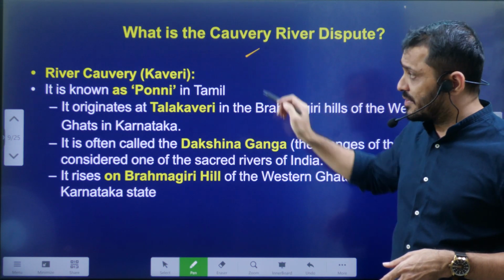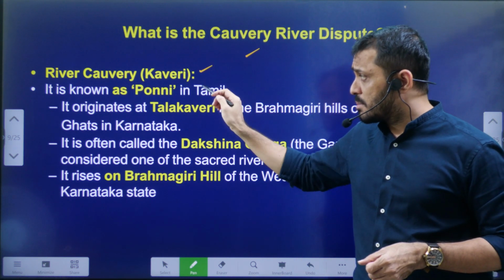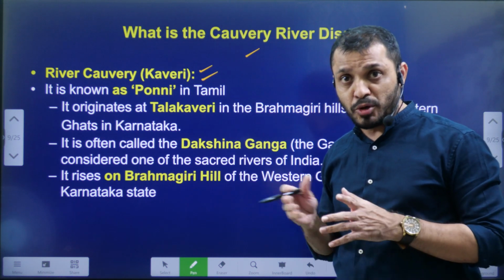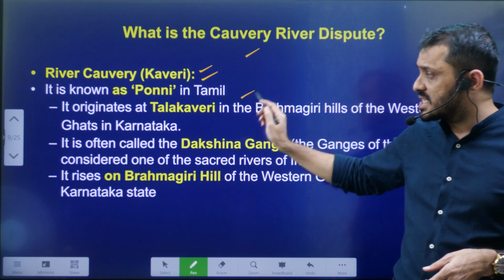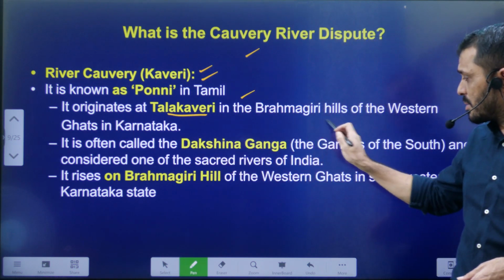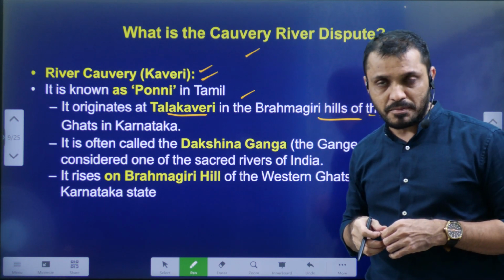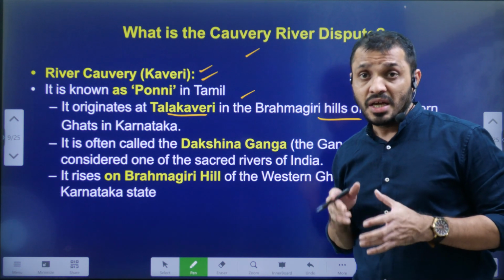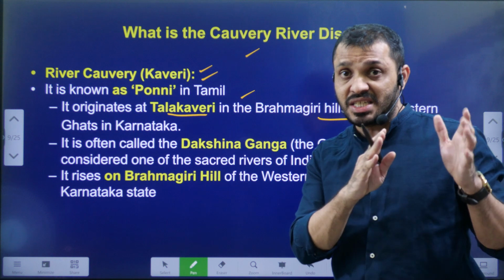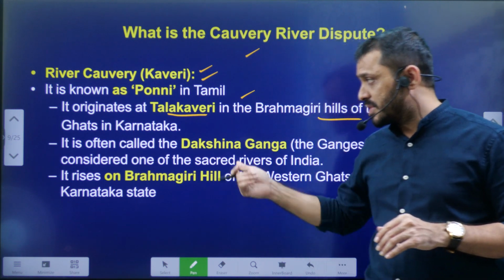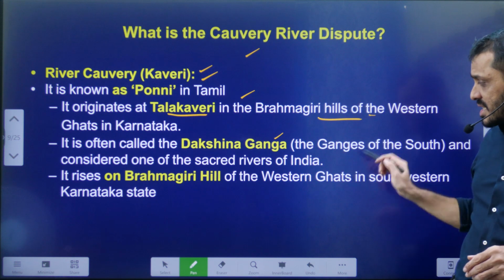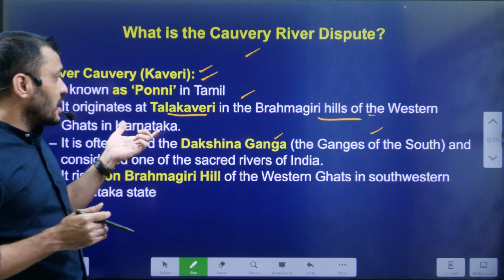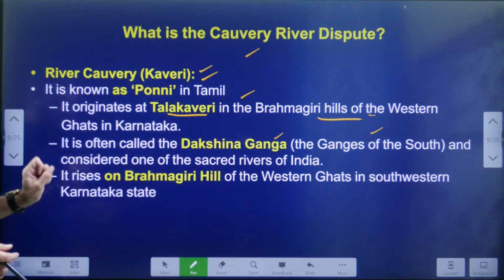Next, regarding the river Cauvery. The river Cauvery is also known as Ponni in Tamil. You know Ponniyin Selvan 1 and Ponniyin Selvan 2; the Ponni river is the river Cauvery. It originates in Tala Cauvery in the Brahmagiri hills of the Western Ghats in Karnataka. It starts from the west and flows east like typical South Indian rivers. The only major rivers which flow towards the west are the Narmada and Tapti. It is often known as Dakshin Ganga, and it is considered one of the sacred rivers in South India. And of course, it is the second largest river in South India, students.